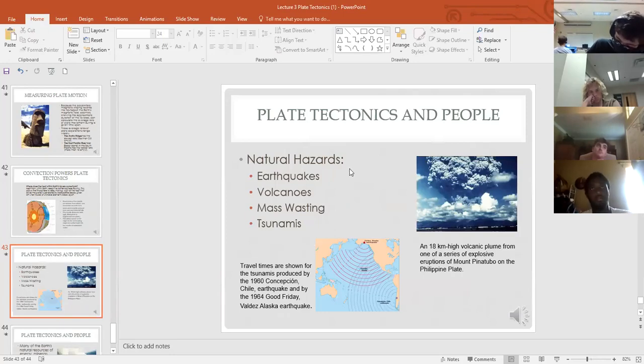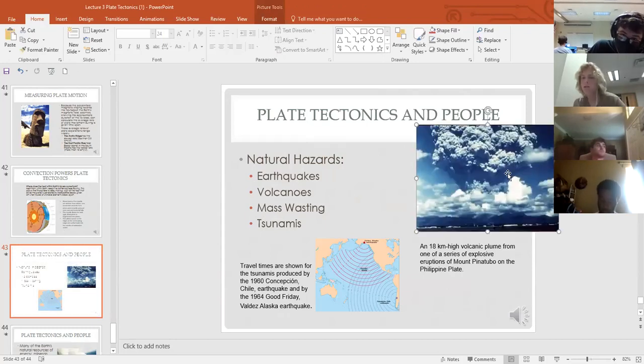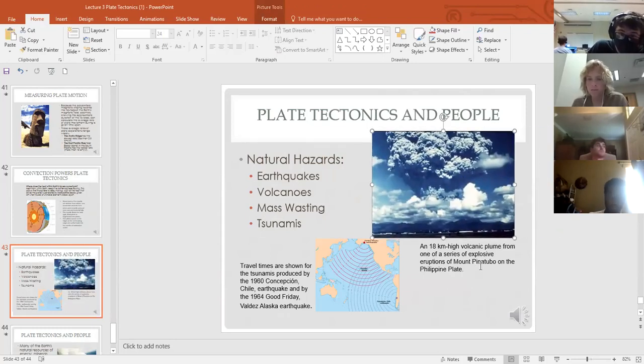Now, plate tectonics can be bad because you get the earthquakes and the volcanoes and the landslides and the tsunamis, very destructive. Here, this is a volcanic eruption in the Philippines called Mount Pinatubo. Pinatubo occurred in 1980 and displaced millions of people. This hot ash plume can travel hundreds of kilometers per hour, and it is 400 or 500 degrees hot. The ash flattens forests and causes widespread destruction.